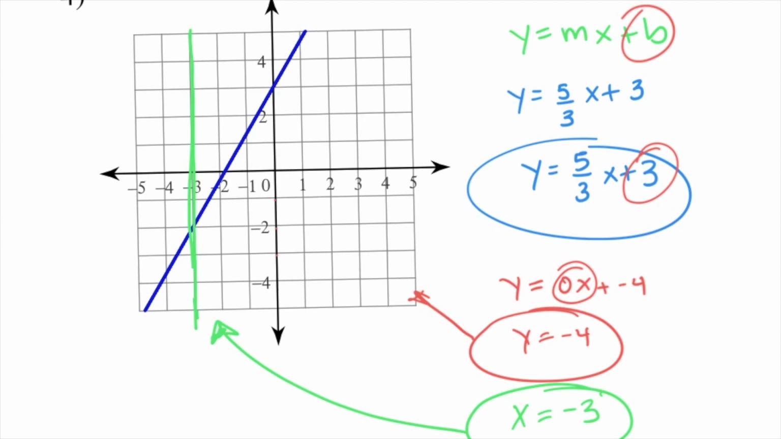Okay, what I'd like you to do now, what we'd like you to do is do numbers 5, 6, 7, and 8. Take a screenshot of your equations that you write from the lines and submit that equation to Google Classroom. Have a good day.